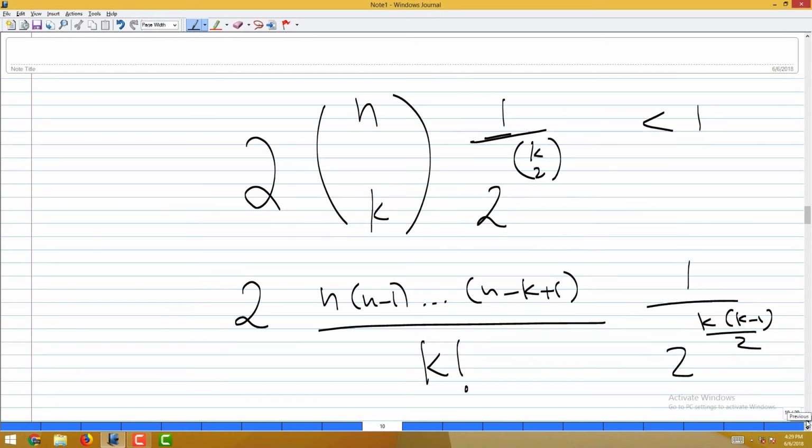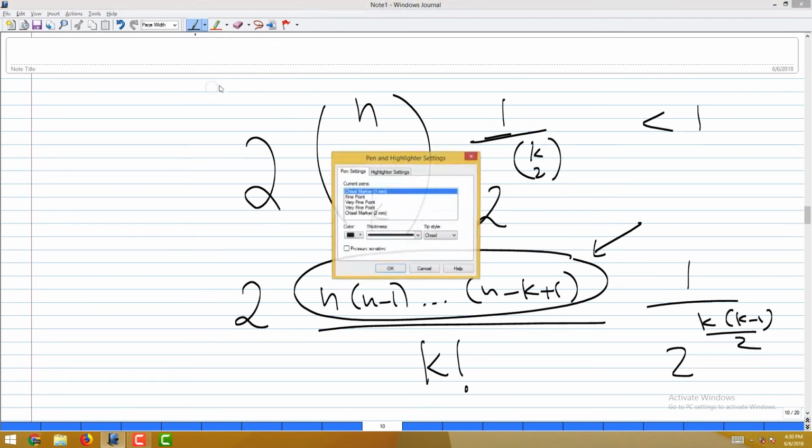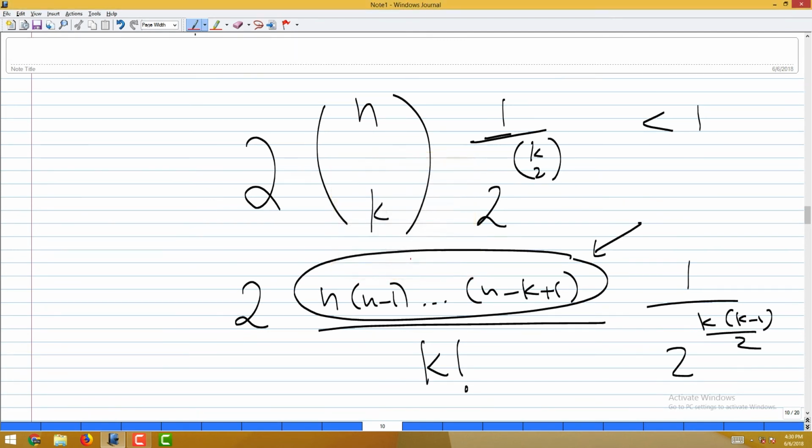Now, the upper part, this portion I will replace by n to the power k, that is fine. Why is that fine? Because I am looking for this entire thing to be less than 1, and I am again doing my trick of being very liberal. Just take the upper bound. If that is less than 1, this will definitely be less than 1.